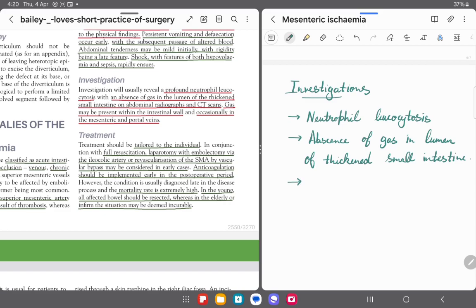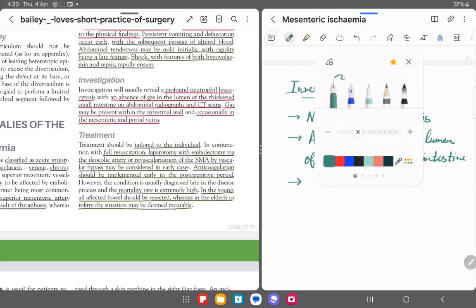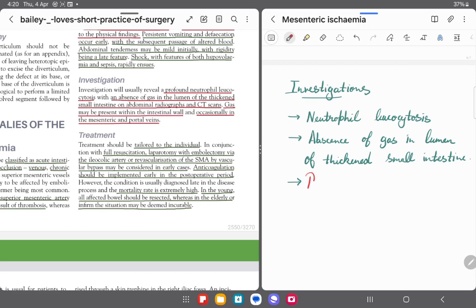And presence of gas within the intestinal wall.